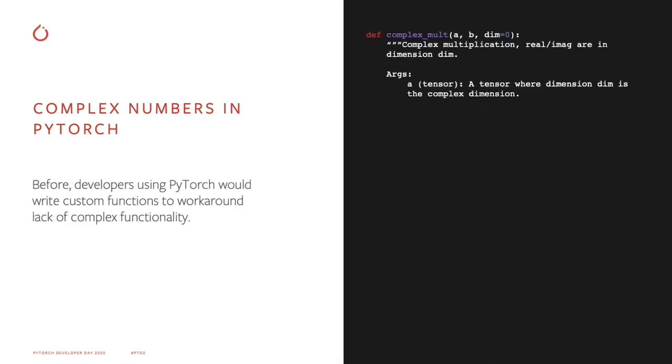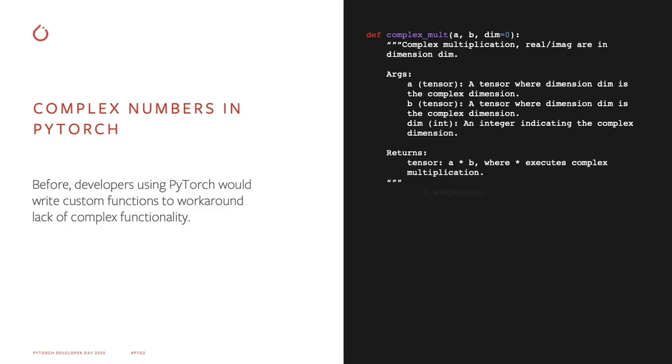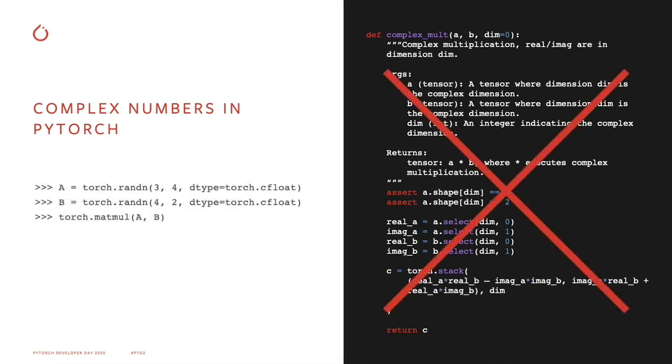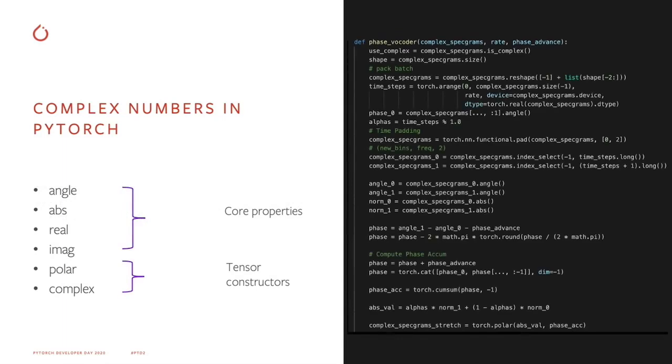Now, another good thing about having native complex support is that you no longer have to write all the annoying, time-consuming, and error-prone workarounds which used to be necessary. And with our latest release, many common operations like matmul, svd, etc. are available for our complex number users. We've also added support for core properties as well as tensor constructors to have natural complex number support that you may be familiar with from NumPy and Python.